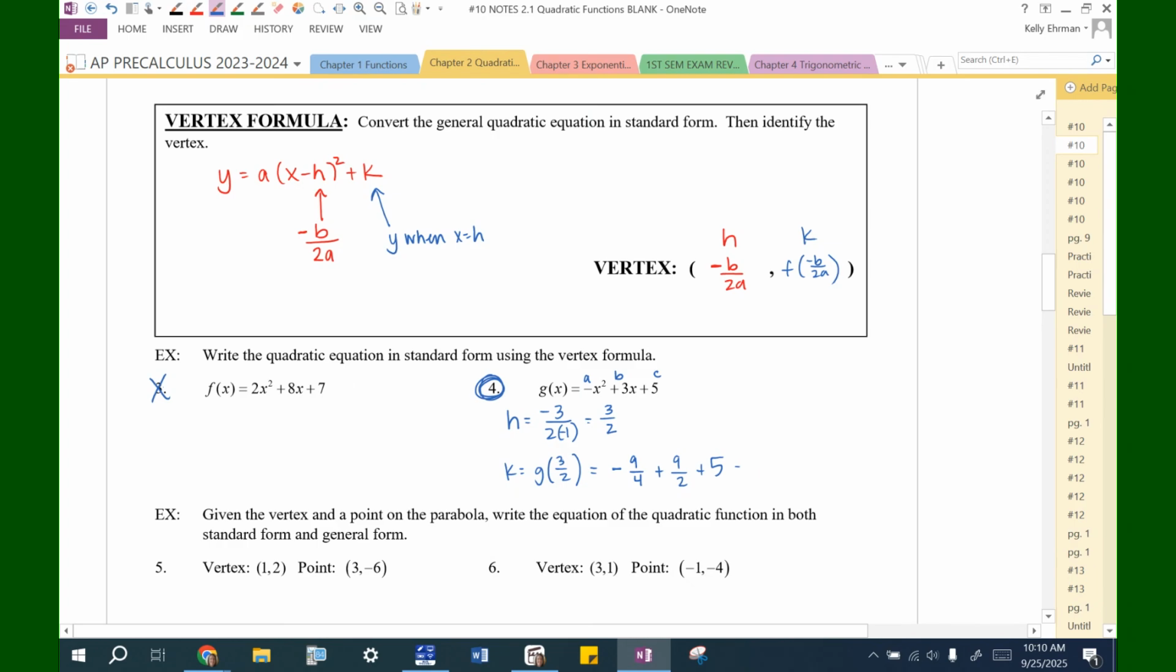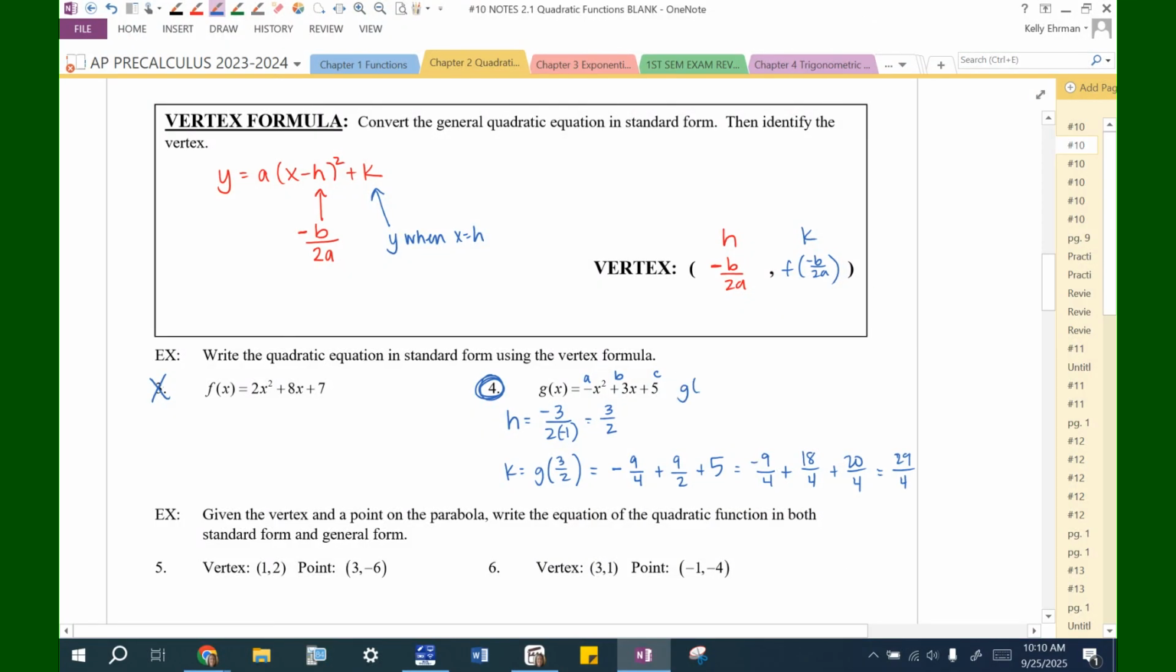I need to do a little bit of common denominator work here. 9 over 4 plus, let's make this 18 over 4. Let's make 20 over 4. This adds up to 9 plus 20, so 29 over 4.